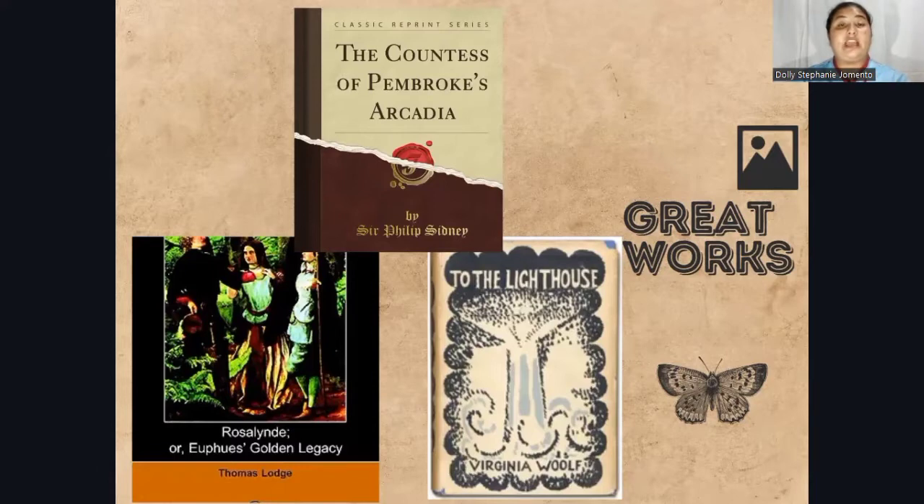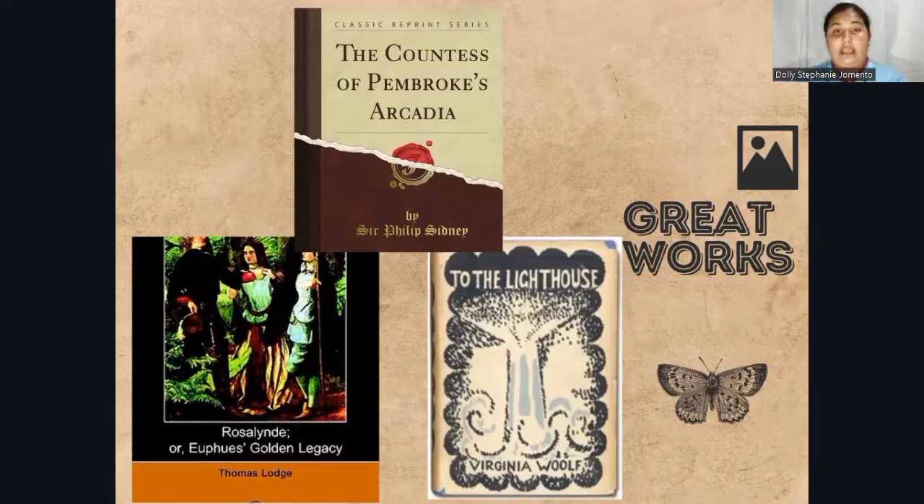Arcadia was dedicated to his sister, Mary Herbert, the Countess of Pembroke. It was a work in the new genre of prose romance. So it traces the adventures of the Princes Pyrocles and Musidorus and the fortunes of the Duke of Arcadia. So it is a pastoral romance. Courtiers disguised as Amazons and shepherds make love and sing delicate experimental verses.